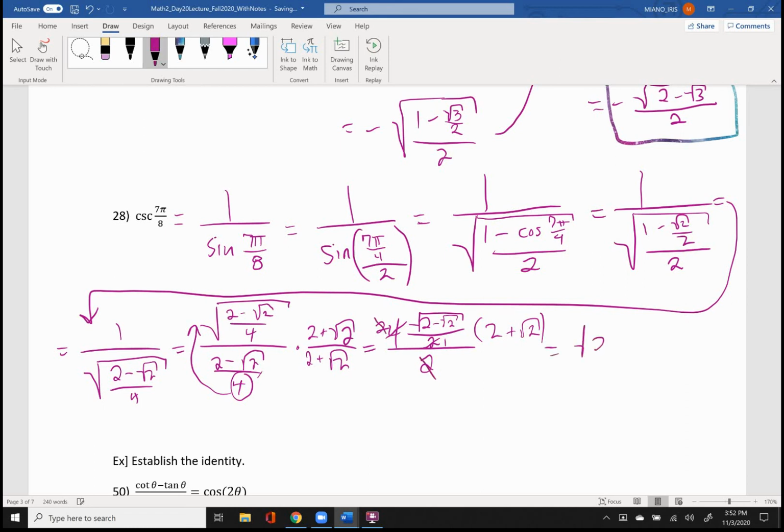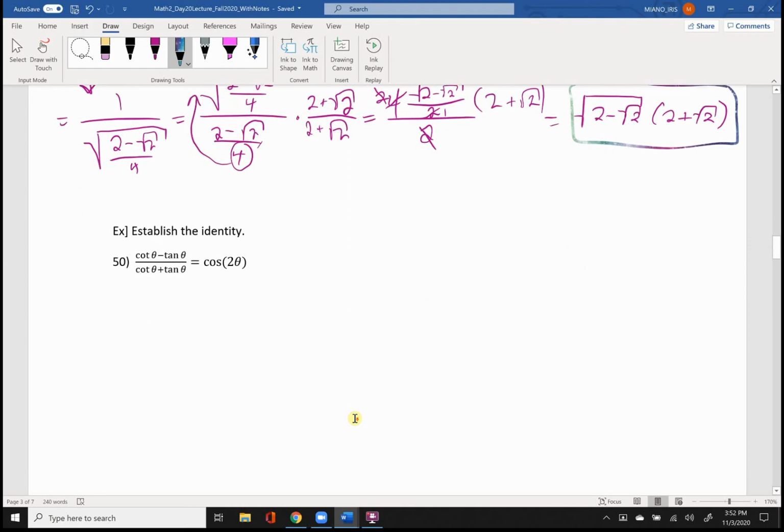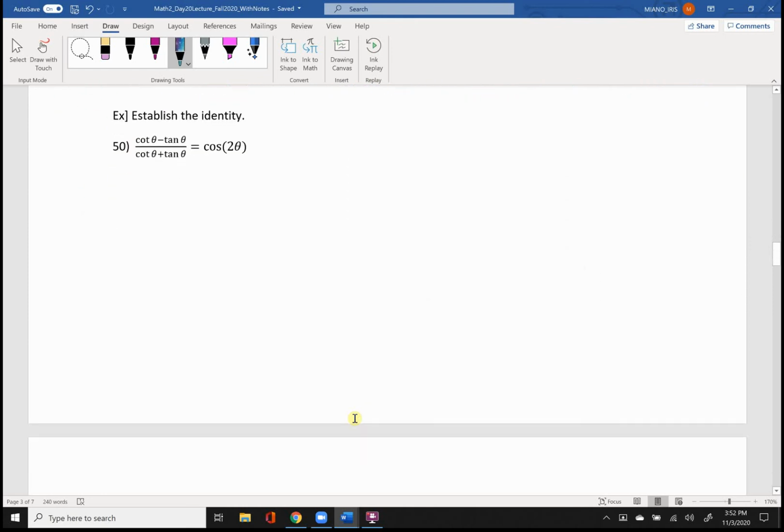The square root of 2 minus root 2 times 2 plus root 2. And that, believe it or not, is as far as you can go with the simplification. Yikes. That was intense. Yeah, and there's definitely some algebraic nuances that got a little bit breezed over. We can talk about it more in class if you'd like, okay? Cool. Let's go ahead and get into some identities.